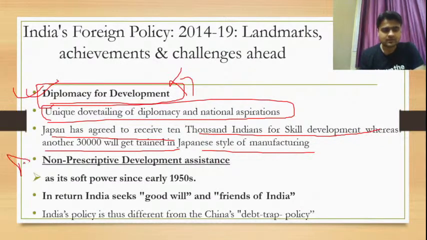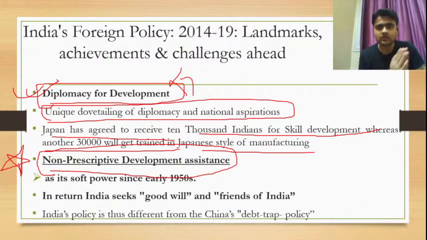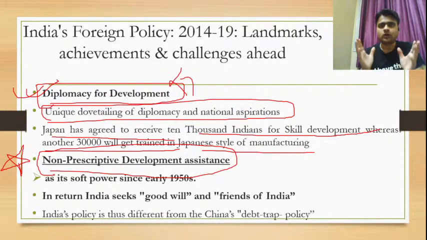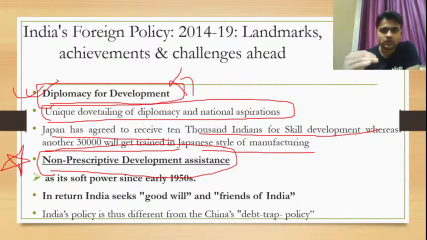Then another important dimension is non-prescriptive development assistance. What does this mean? Please try to understand, very, very important. Prescriptive development assistance means that if a country is giving you certain developmental aid, then it will come with certain terms and conditions of the country which is giving the loan. You will have to abide by those. For example, when the World Bank gives you aid, it will tell you to follow the concepts of good governance. It will prescribe that institutions should be independent, there should be a fair and transparent process, there should be citizen-centric governance. So these prescriptions will be given by the country or the body which is giving you the development aid. That is termed as prescriptive development assistance. With non-prescriptive development assistance, we mean that we are giving aid without any terms and conditions. That is the meaning. I hope you are getting my point.